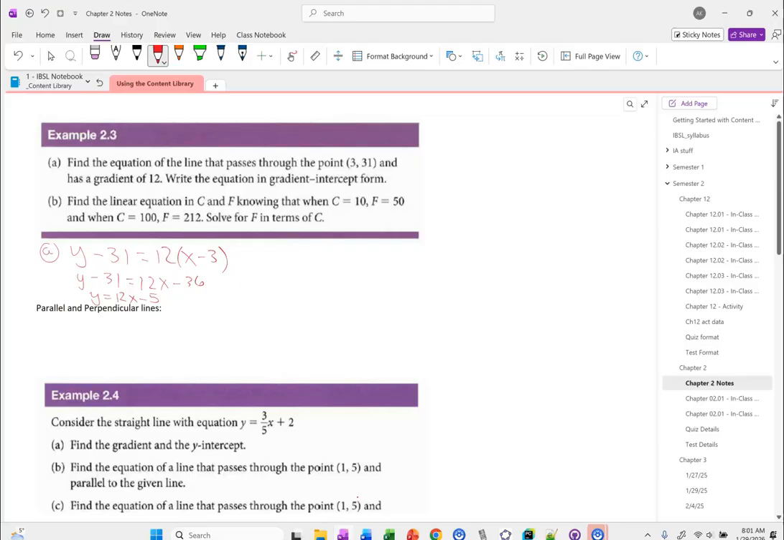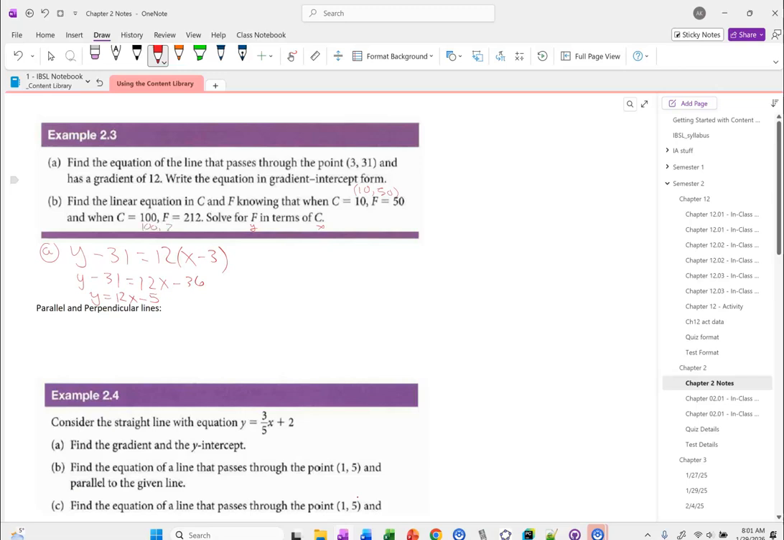It says find the linear equation in C and F, knowing that when C is equal to 10, F is equal to 50, and when C is equal to 100, F is equal to 212. Solve for F in terms of C. Linear equation, right? F in terms of C means F is my y coordinate and C is my x coordinate. So what am I going to do with C equals 10, F equals 50? Just like a point, right?